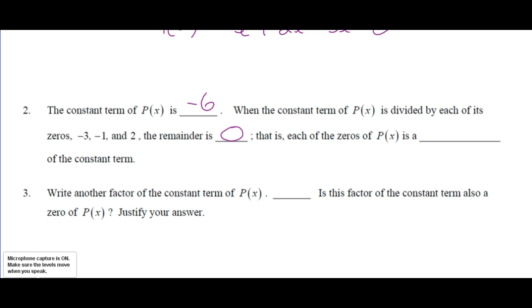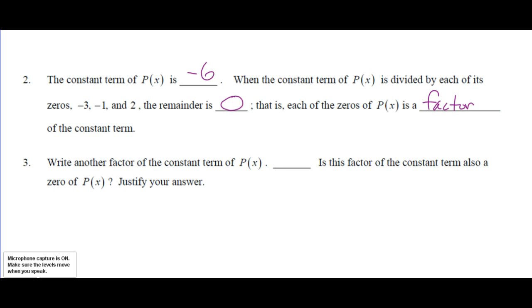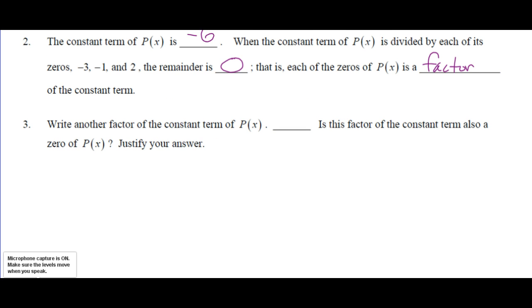It goes in. That is, each of the zeros of p of x is a blank of the constant term. It's a number that goes into it, it's a factor. Or as we say, it's a gazinta. It goes into. There's a Ma and Pa Kettle comedy from way before my time even. It uses gazinta. So gazinta is a factor.